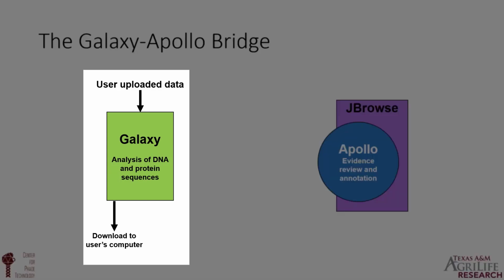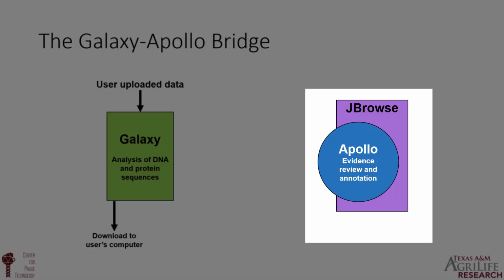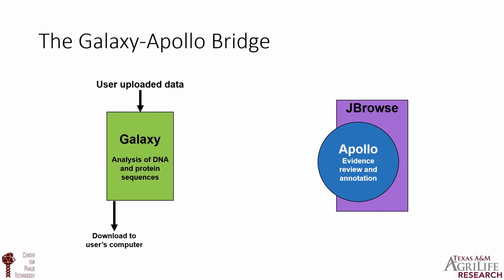On the left, you have Galaxy, where the user can upload their data and conduct their analyses, and they can, if desired, be downloaded to the user's computer. On the right side, you have Apollo, which is essentially an extension for JBrowse and allows for evidence review and annotation. While each user's account in Galaxy is linked to a parallel account in Apollo, each system maintains its own separate database, Galaxy containing user datasets, and Apollo containing user organisms and annotations as JBrowse instances.